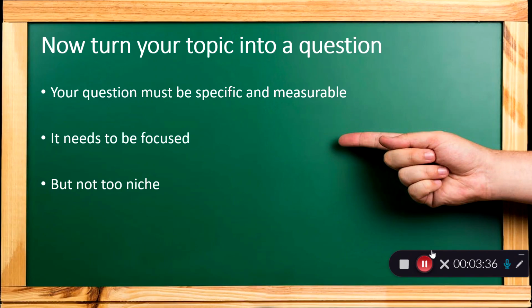Finally, refine your research topic into a question by making it specific, measurable, and relevant. You want a question that's focused enough to be answered, but broad enough to be interesting. Consider which of the 5 question words you can include: who, why, what, when, how.